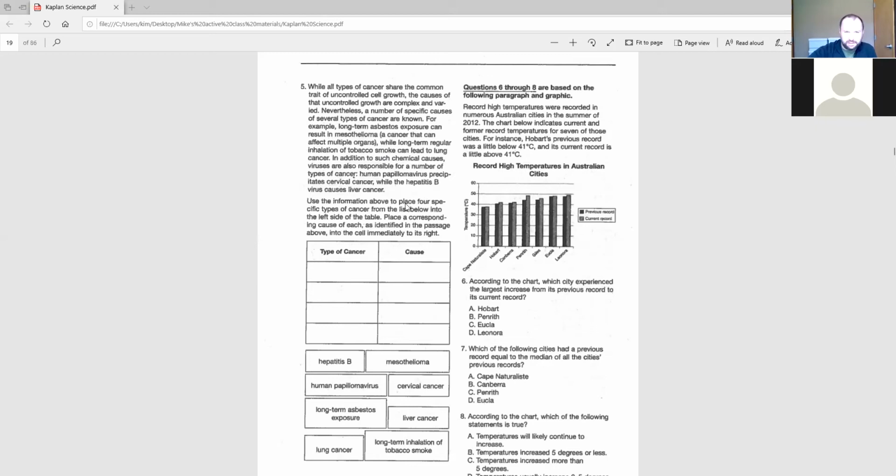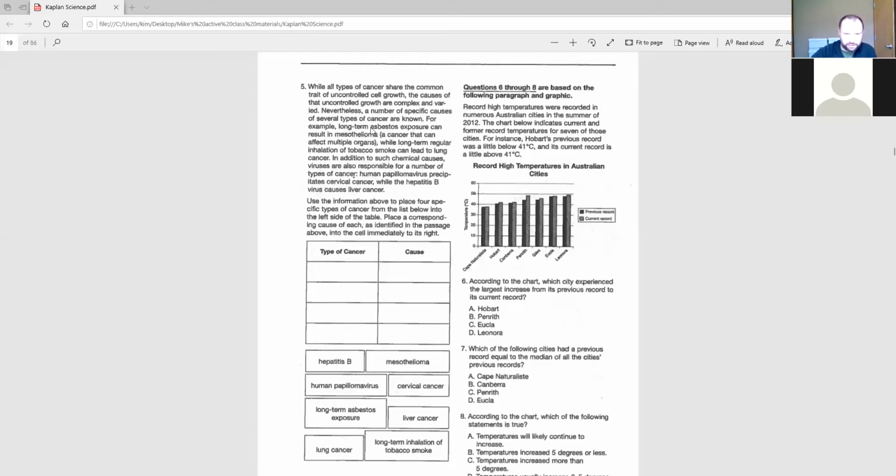Use the information above to place 4 specific types of cancer from the list below into the left side. Place a corresponding cause of each, as identified in the passage above, in the cell immediately to the right. So this is just, can we organize the information they gave us, right? They said that all types of cancer share a common trait, but a lot of the causes are unknown, but they mention a few specific causes of a few specific types of cancer, and so they're just asking you to match those up.